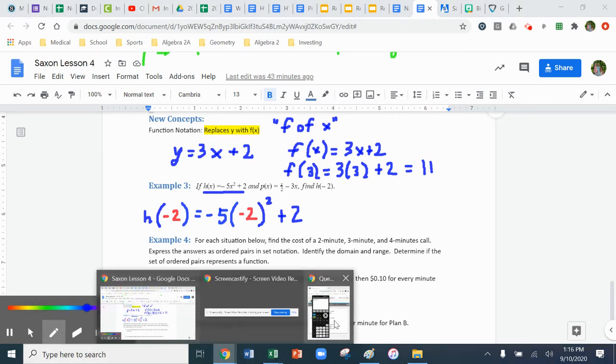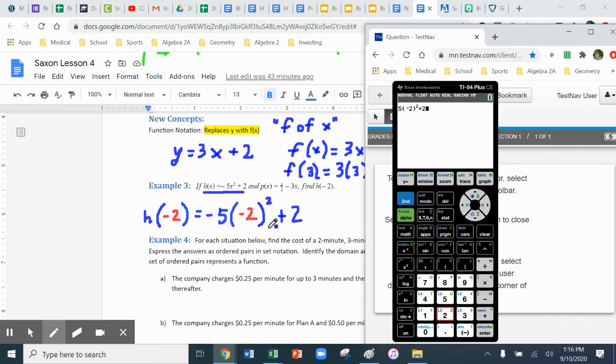From there, you have the option of solving using order of operations. So negative 2 squared is 4, times negative 5 is negative 20, plus 2 is negative 18. Or we can take and put that into our calculator.